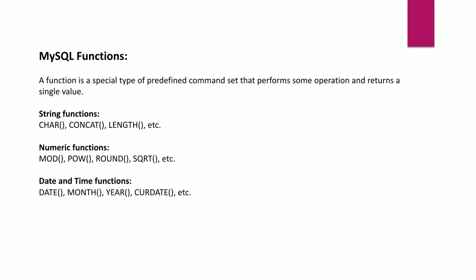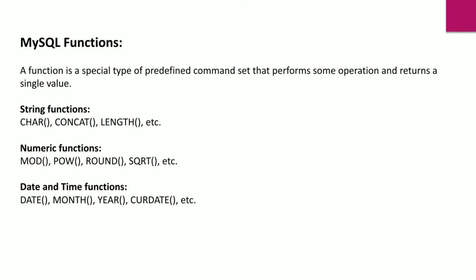Next is MySQL functions. A function is a special type of predefined command set that performs some operation and returns a single value. Whenever we use a function, it takes parameters or arguments in parentheses, that means the circular brackets. You have to pass the values, and these values are called the parameters or the arguments. MySQL supports string functions, numeric functions, and date and time functions.